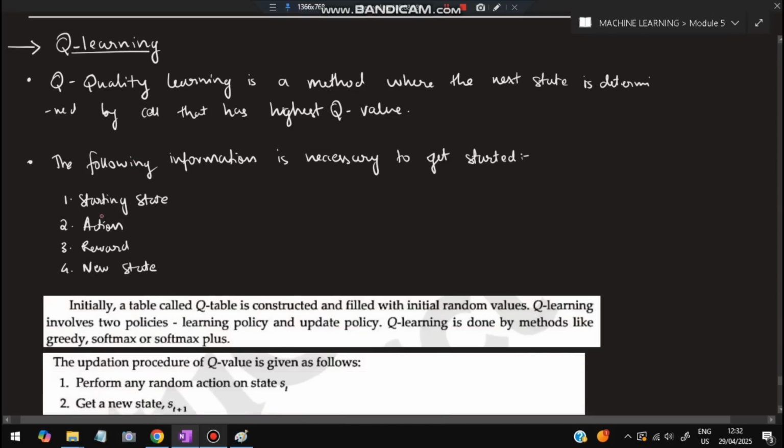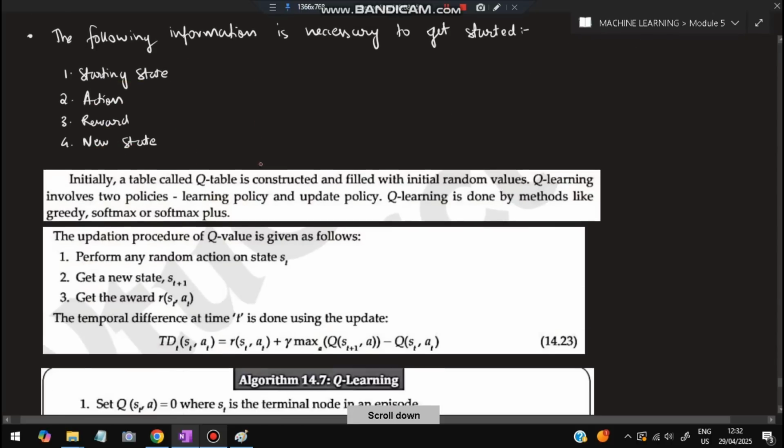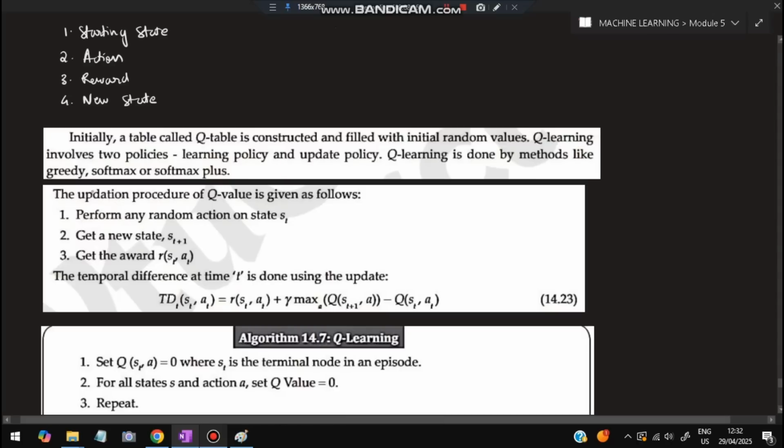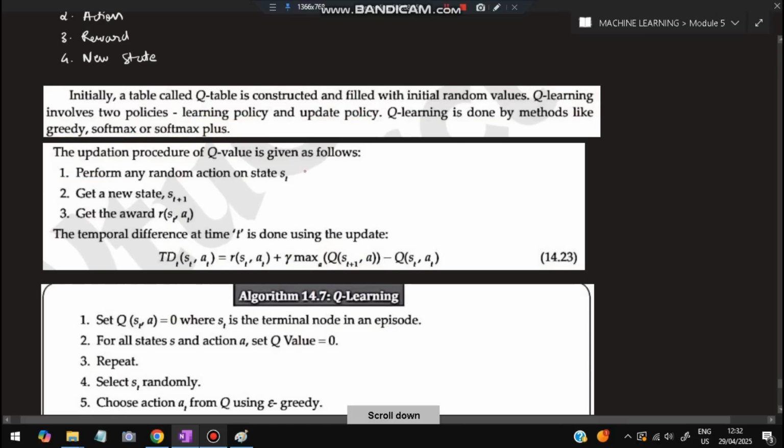is determined. By using the 4 things to get started: starting state, action, reward, and new state. By using these 4 things, we will be calculating the quality by using greedy, softmax, or softmax plus approach. Okay, and there is a learning policy and update policy also, which will keep on updating the new quality values. Okay, and the updation procedure is pick any random action on state I, generate a new state, and get the reward. If the reward is better than the previous reward, update it. If it is not, don't do it.